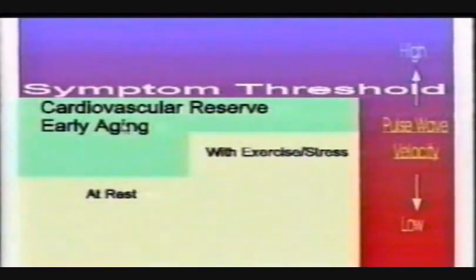After a certain amount of aging and a higher level of arteriosclerosis, systolic shift is increased significantly, even at rest, and even more so when blood pressure is increased due to exercise or stress. This results in a marked decrease in cardiovascular reserve.